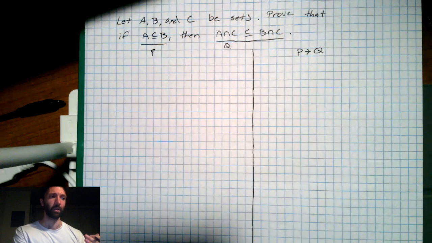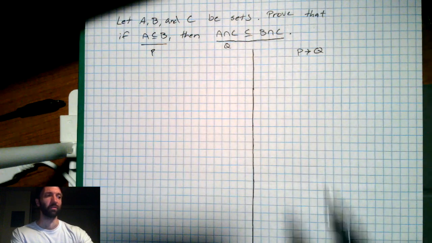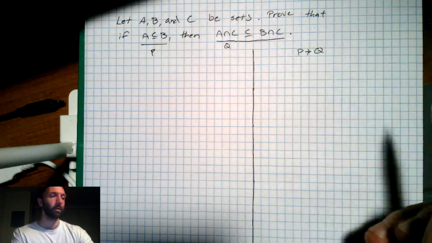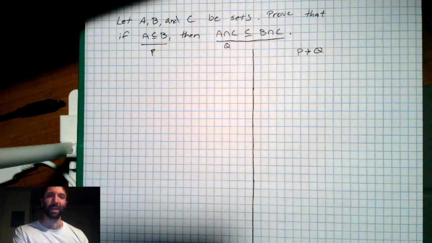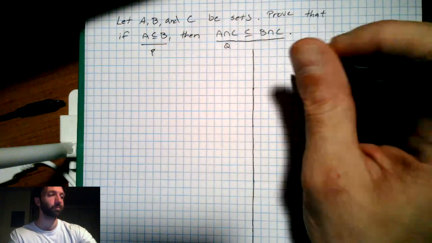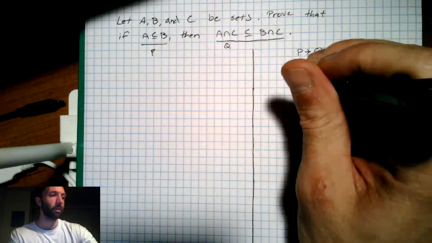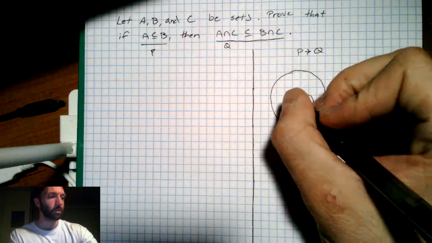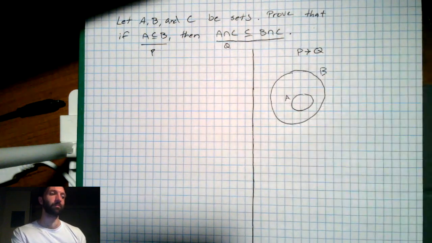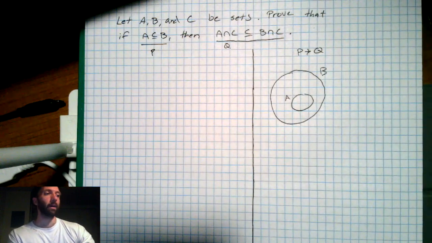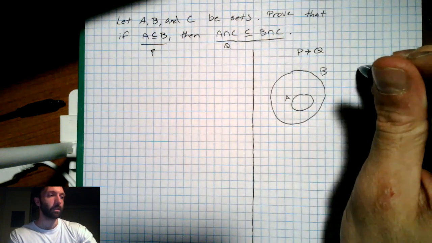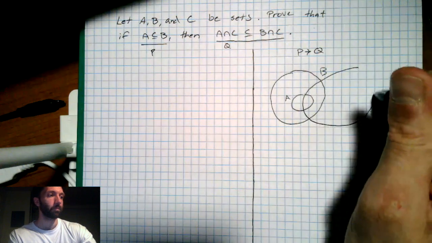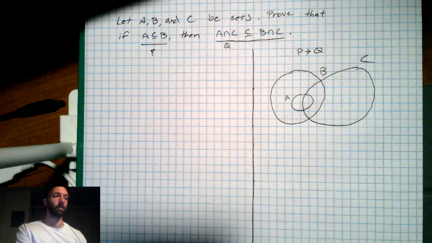Okay, now before we even write the proof, I want to just draw out this situation and try to make it a little less abstract and a bit more intuitive. So I'm going to draw two sets such that A is a subset of B. And now I'm going to draw a set C such that C intersects both A and B here.